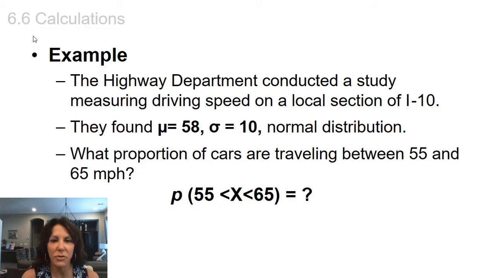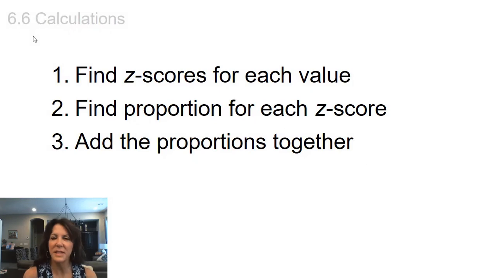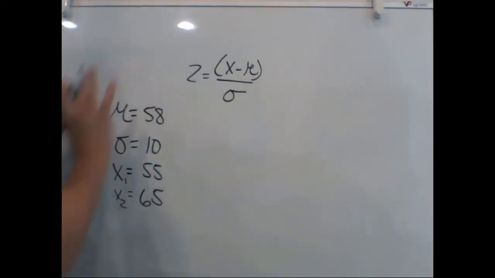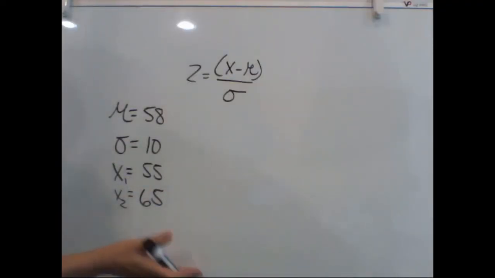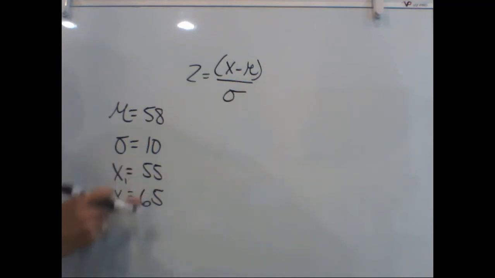So the very first thing we're going to do, let's map it out. Let's find the z-scores for each value. We're going to find the proportion for each z-score, and we're going to add those proportions together. All right, we have everything we need here to find the z-score for 55 and the z-score for 65.